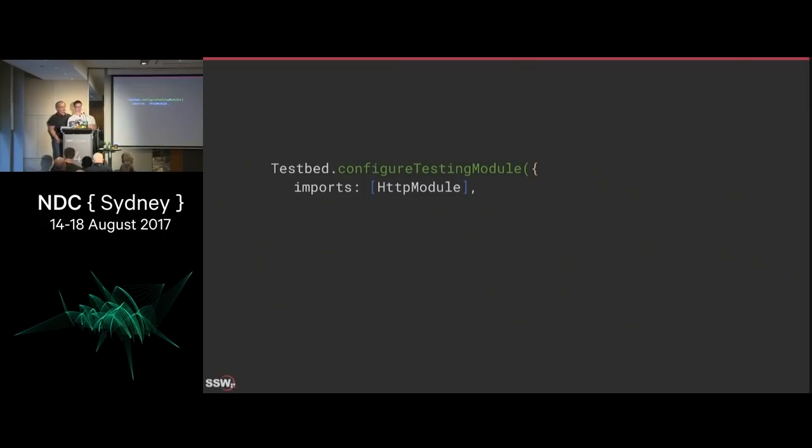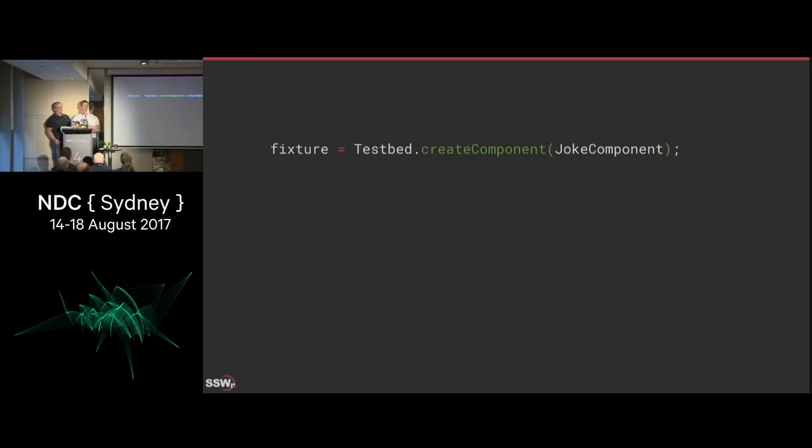So the first thing we have here is imports, and that is all of the other modules you depend on. So we have an HTTP dependency in our joke service, so I'm just bringing in the HTTP module. I have declarations, and that just is another fancy word for components. So we have the joke component, which is what we're testing. And then we have providers, and that's where you register your services, your Angular services, so we're registering our joke service here.